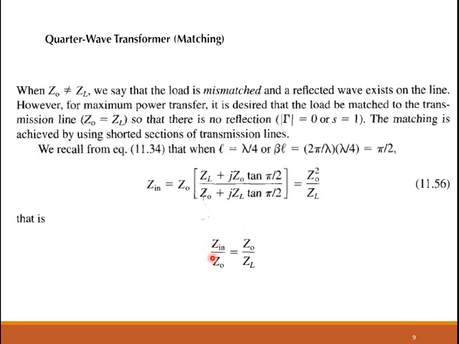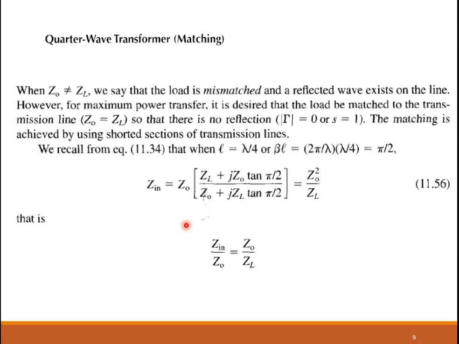So if the input impedance and the characteristic impedance of the transmission line is the same, it automatically implies that the characteristic impedance and the load impedance is also the same from this expression. And that is the desirable condition. Impedance matching is achieved if Z0 is equal to ZL. So that's what you're supposed to know about quarter wave transformation.